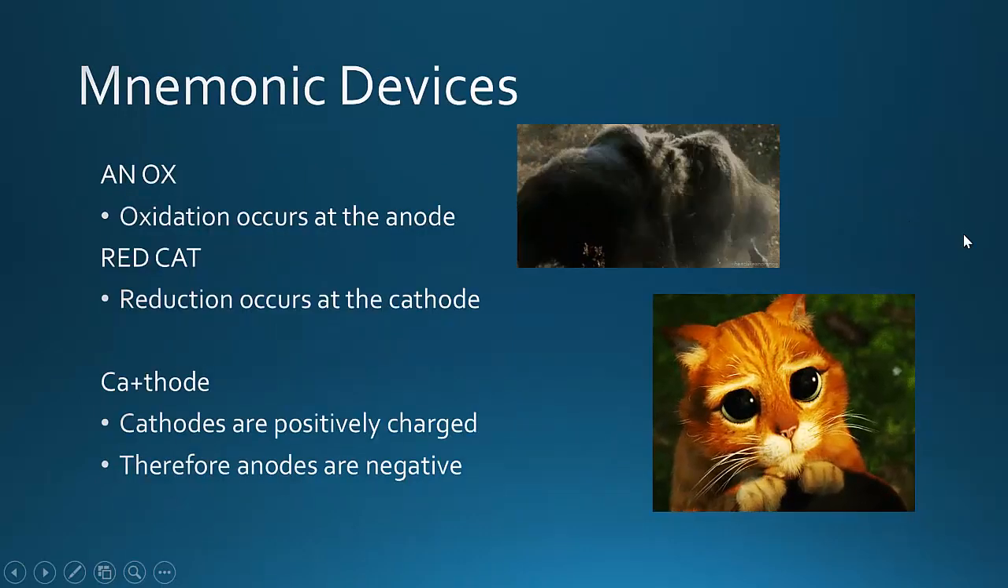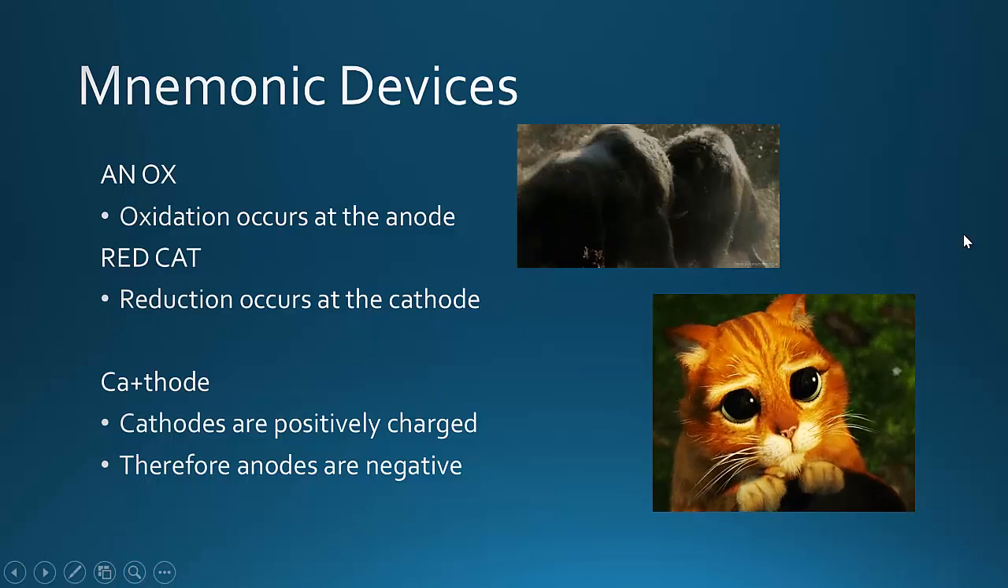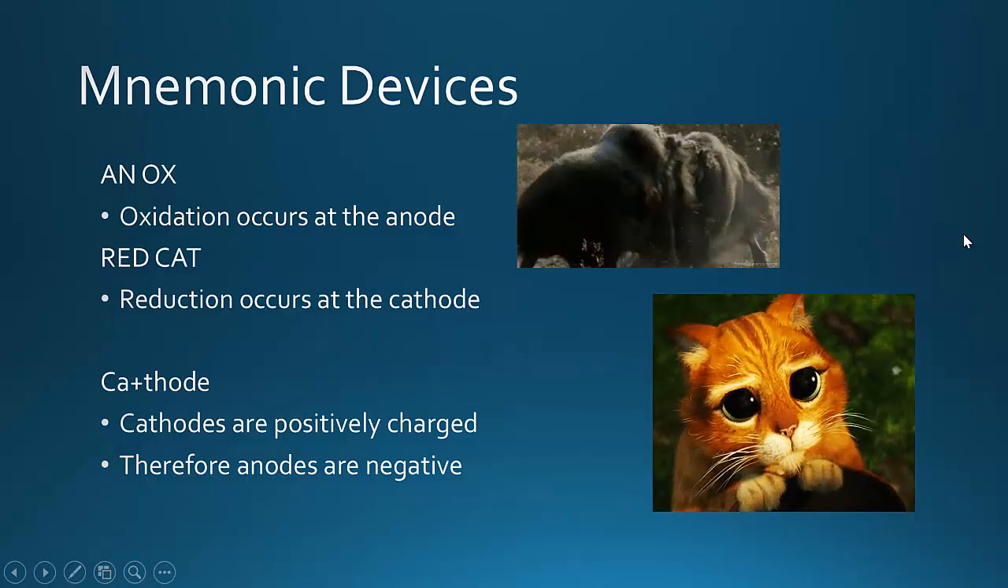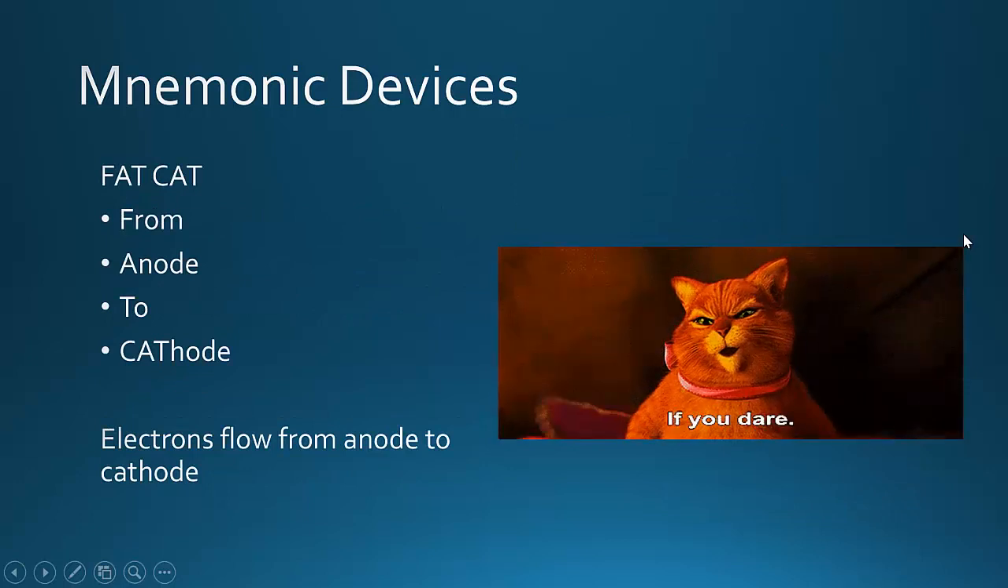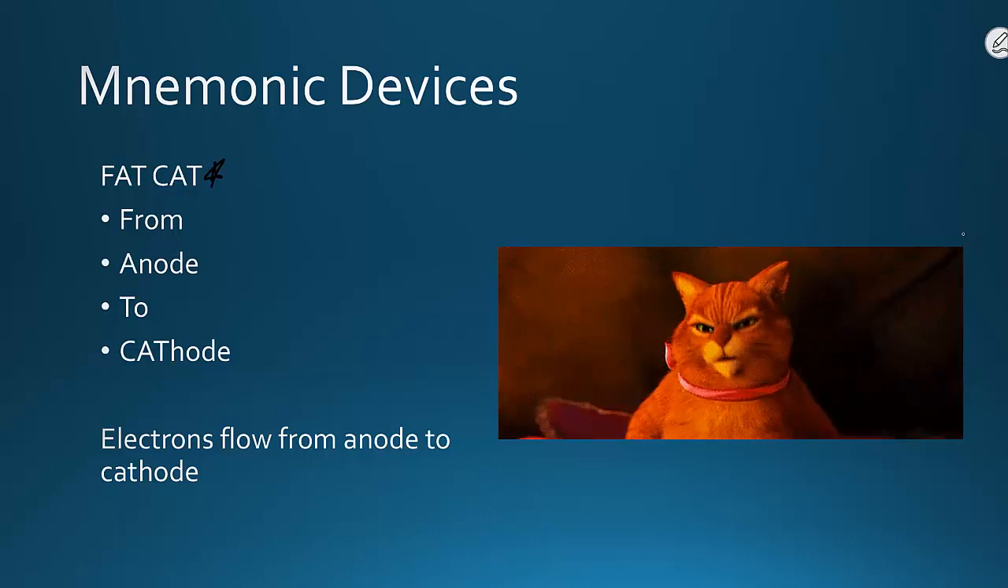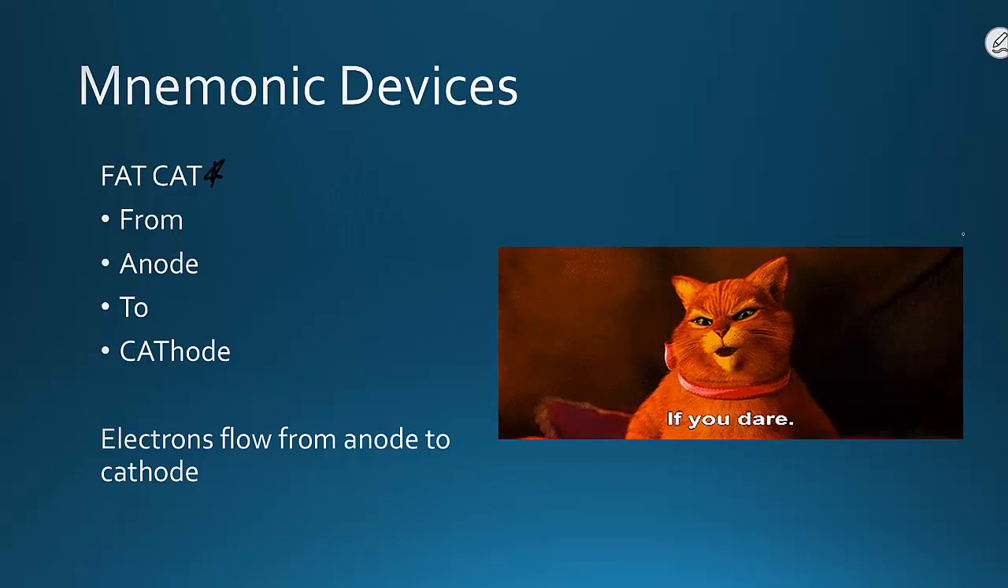So a couple mnemonic devices help you remember what we went over today. Oxidation occurs at the anode, an ox. Reduction occurs at the cathode, red cat. Cathode has a T in it, so that can help you remember that the cathode is the positive side, anodes have to be negative, and that electrons flow from the anode to the cathode. And while this acronym, fat cat, is there to help you remember this, I also use this to remember that fat cats always get fatter, and so the cathode will usually increase in mass if there's a solid state electrode.